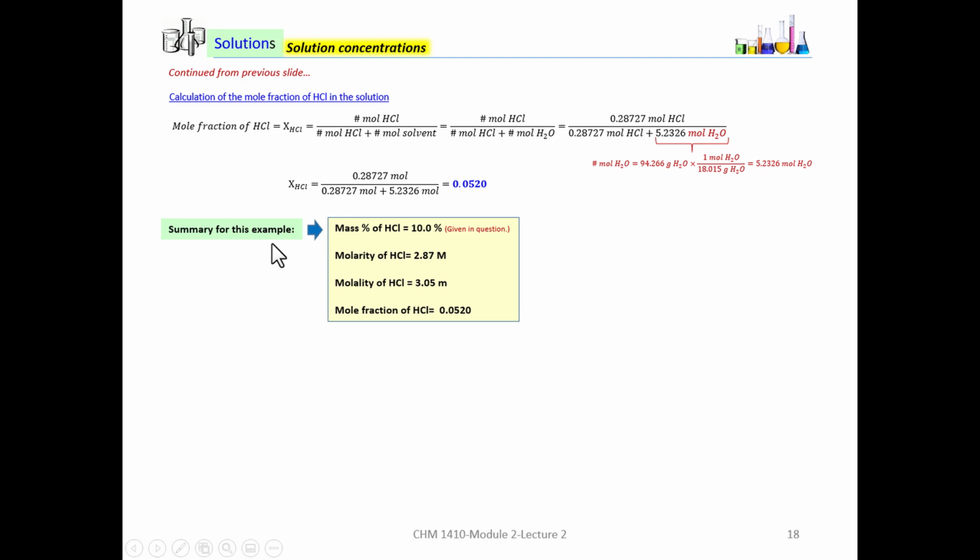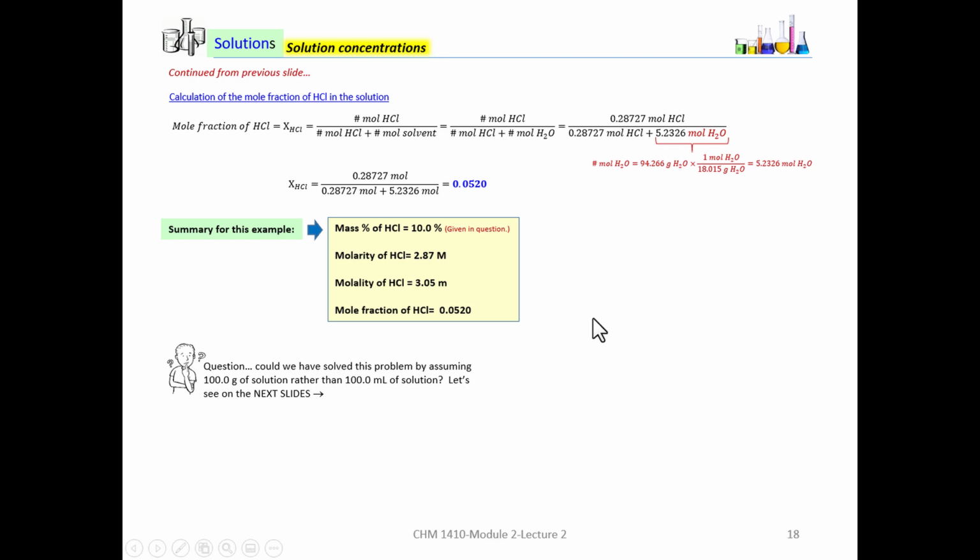So for this example, we have the mass percent of HCl as 10%, that you were given in the question, the molarity at 2.87, the molality at 3.05, and the mole fraction of HCl at 0.0520.